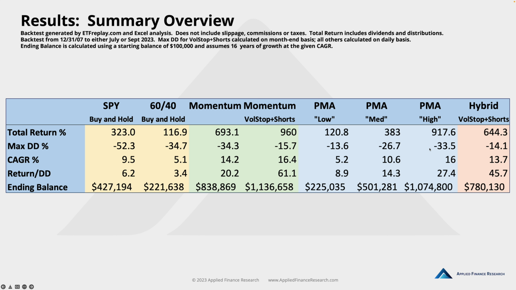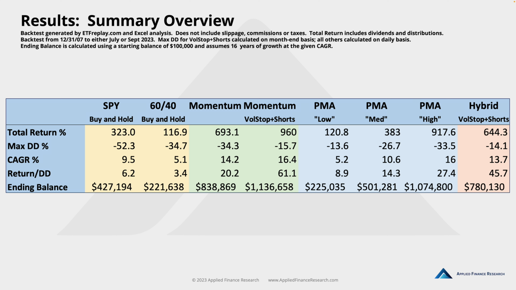Now let's jump to PMA High, and here we see that the compounded annual growth rate is 16%, and SPY has a CAGR of 9.5%. SPY has an ending balance of approximately 427,000, and this configuration of PMA has an ending balance of over 1 million. So we definitely met our objective for aggressive growth, but what about the maximum drawdown? Well, we see that the maximum drawdown for this configuration of PMA is minus 33.5% versus minus 52.3% for S&P.